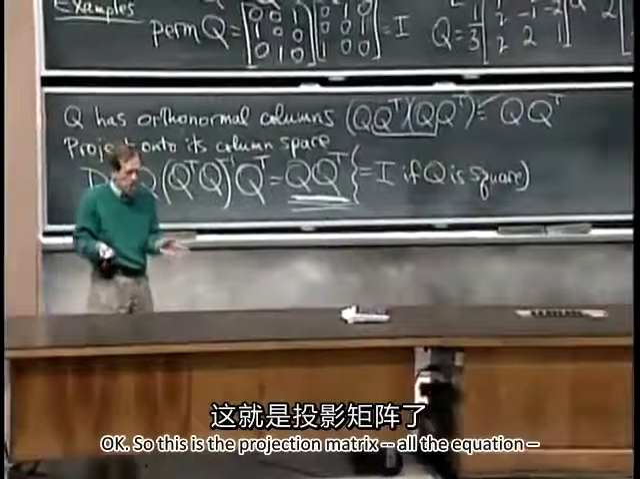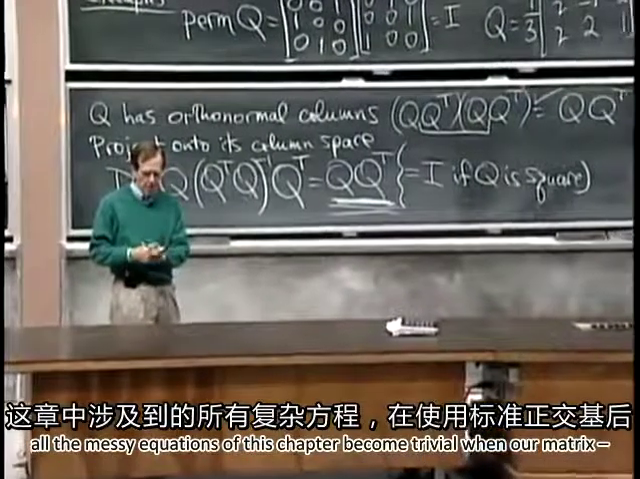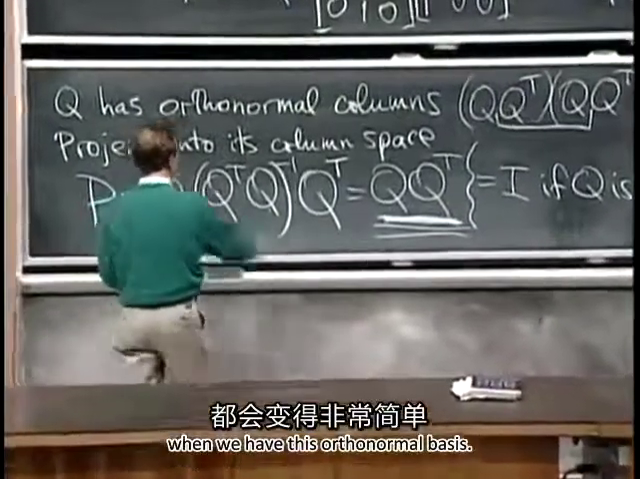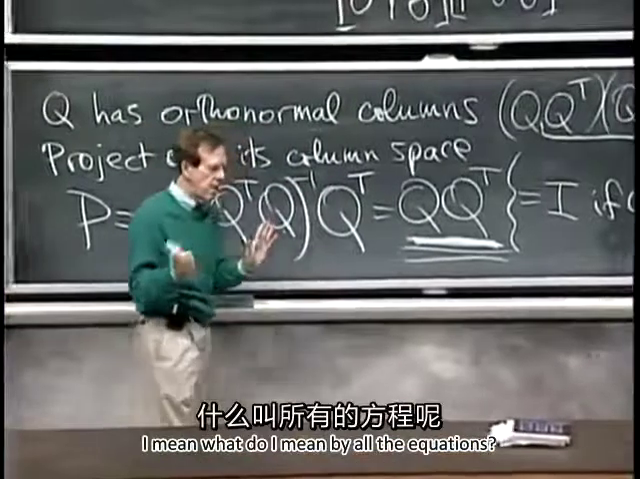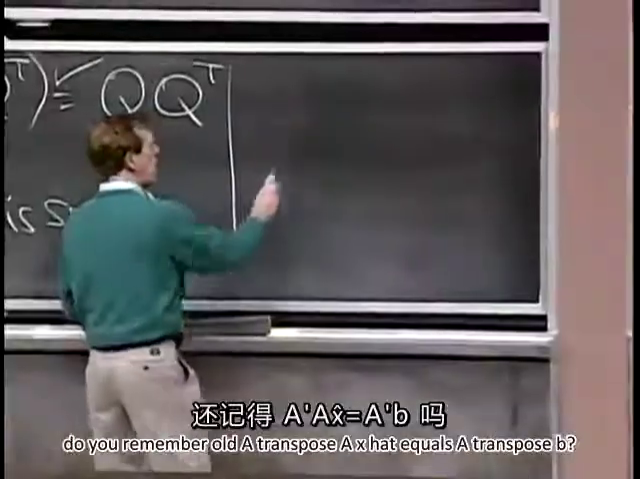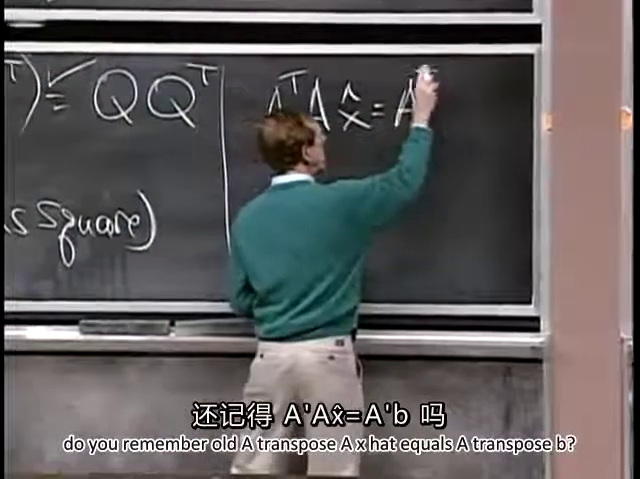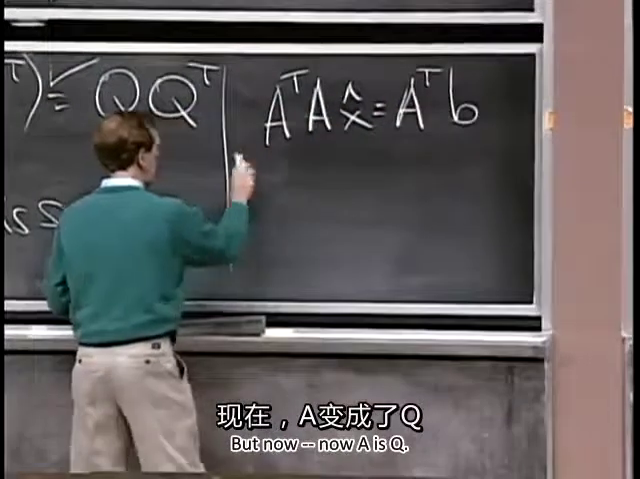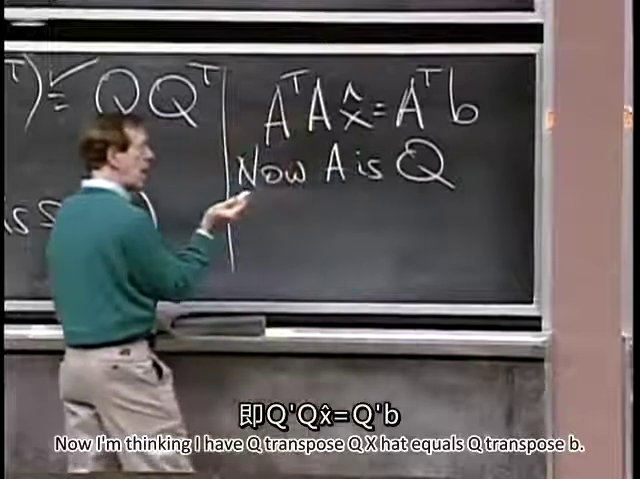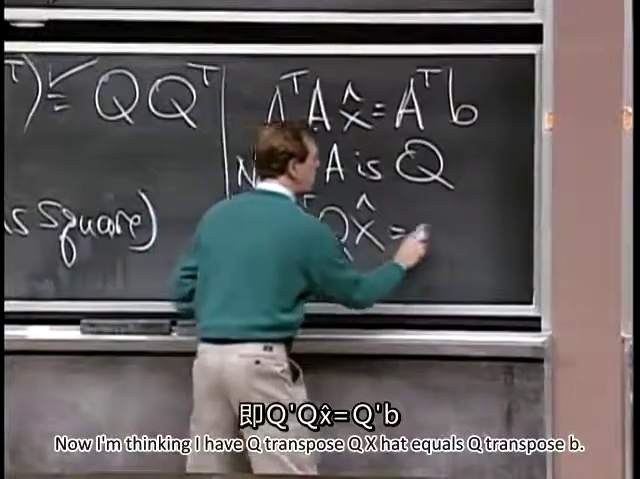All the messy equations of this chapter become trivial when we have this orthonormal basis. What do I mean by all the equations? Well, the most important equation was the normal equation. You remember old A transpose A x hat equals A transpose B? But now A is Q. Now I have Q transpose Q x hat equals Q transpose B.